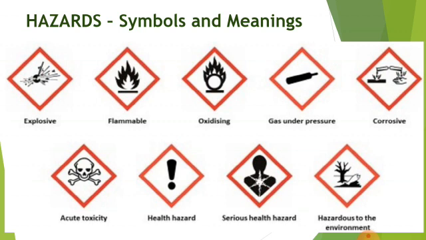The last one is hazardous to the environment. As in the symbol, you can see the tree without leaves. So, leaves have expired, fallen down, and you can see a fish, it's upside down, means the substance can be harmful for the trees, can be harmful for the marine life. So, it's hazardous to the environment. I hope you have understood all these hazards and their symbols with meanings.